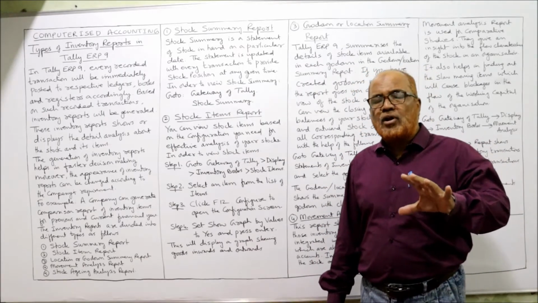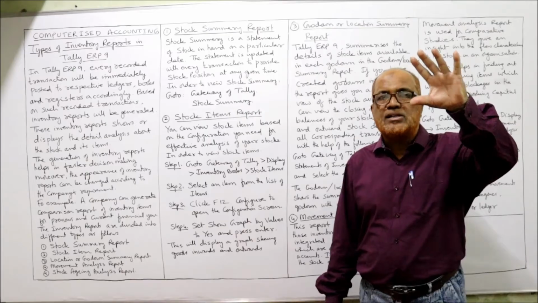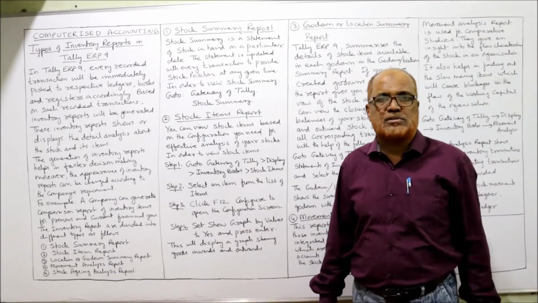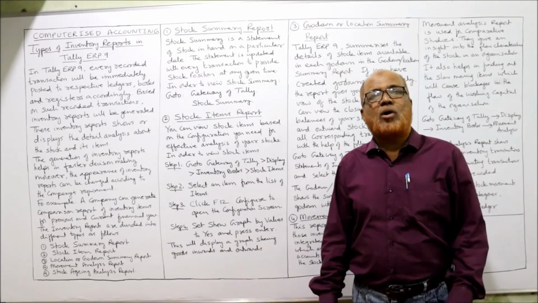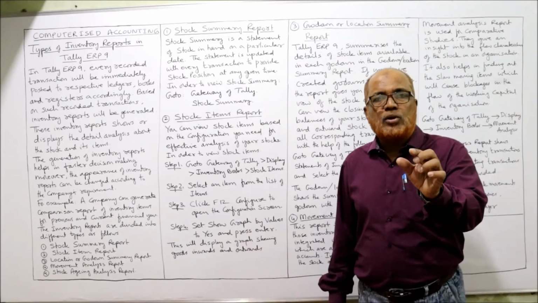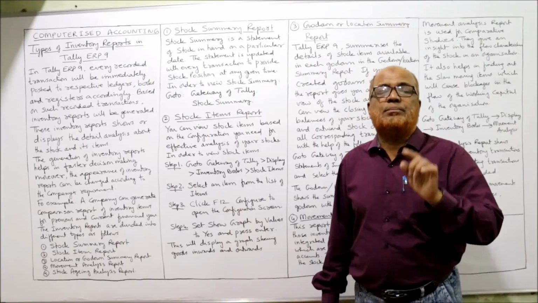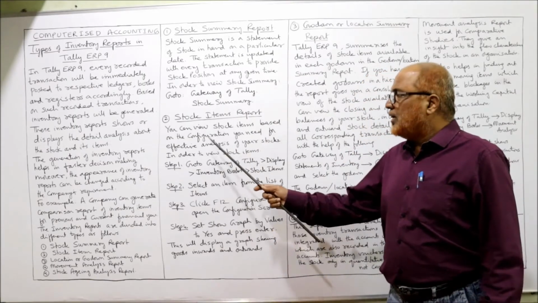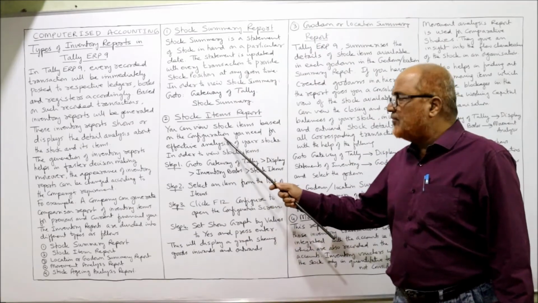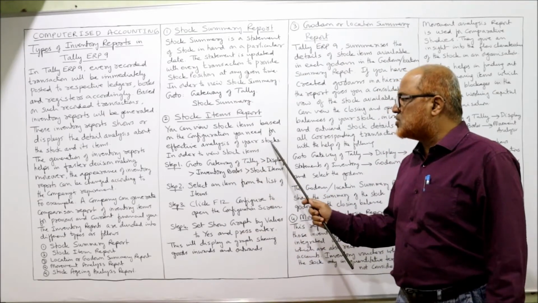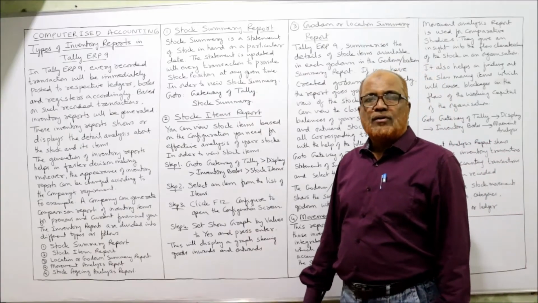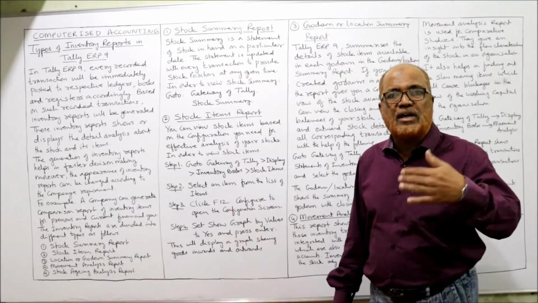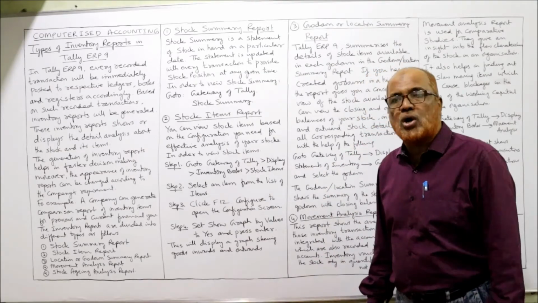We do not want only the stock summary report. It's a consolidated, integrated report of all the stock items. But sometimes the management wants the detailed report of every stock item, not a summary. So you can view the stock item based on the configuration you need for effective analysis of your stocks. So we have to configure the stock items. Then only can we get the report on stock items.